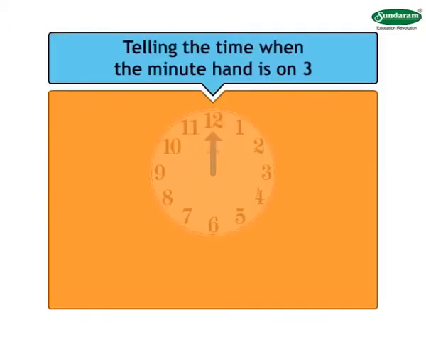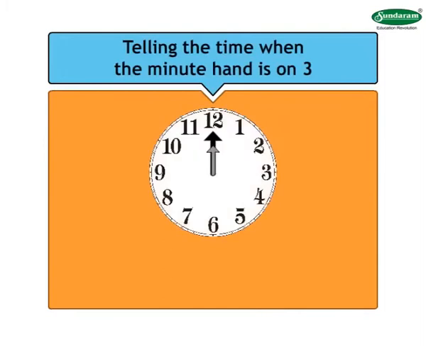Look at the clock given here. In this clock, the hour hand has passed 5 and the minute hand is on 3. This means the clock shows 5:15. Look at this clock. In this clock, the hour hand has passed 6 and the minute hand is on 3.